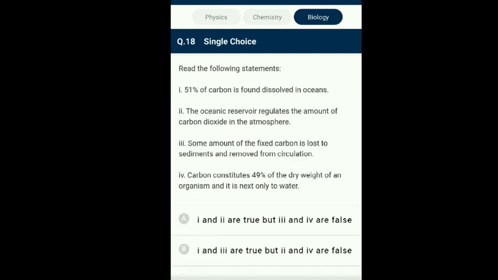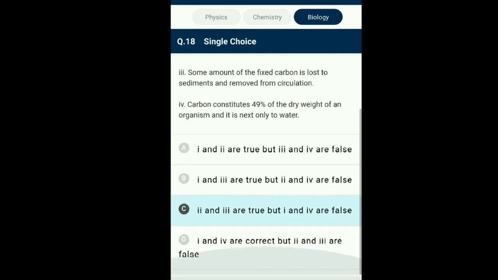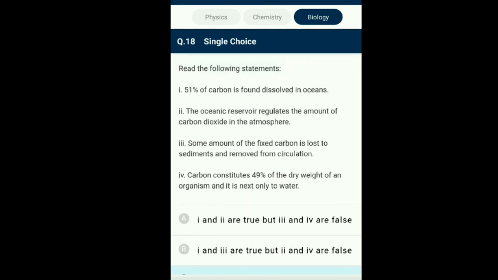Question number 18. Read the following statements. So here 4 statements are given. Statement 1, 51% of carbon is found dissolved in oceans. That is wrongly given, so statement 1 is wrong. Statement 2, the oceanic reservoir regulates the amount of carbon dioxide in the atmosphere. Yes, statement 2 is correct.